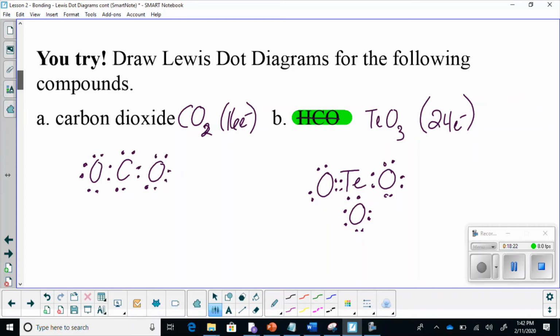Now I count 2, 4, 6, 8, 10, 12, 14, 16, 18, 20. Too many. So I make a double bond here. Both atoms that are involved, I'm going to erase a lone pair off of them. I count 2, 4, 6, 8, 10, 12, 14, 16, 18. Still too many. I have to make another double bond.